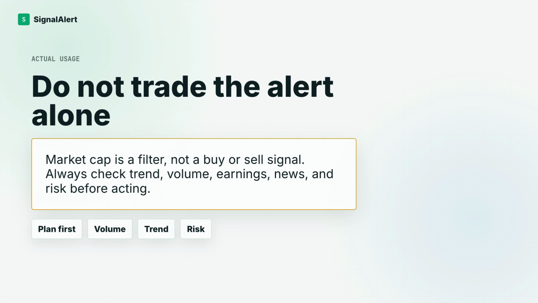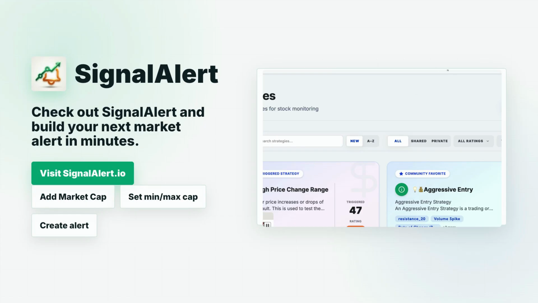The common mistake is thinking bigger always means safe or smaller always means better opportunity. Markets are messier than that. A large company can still drop hard. A small company can still be a bad trade.